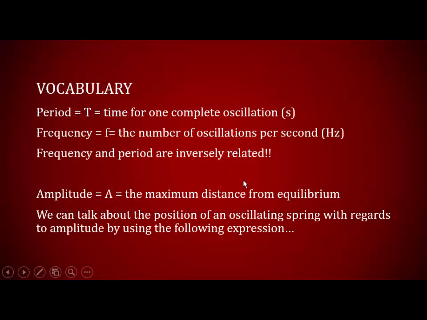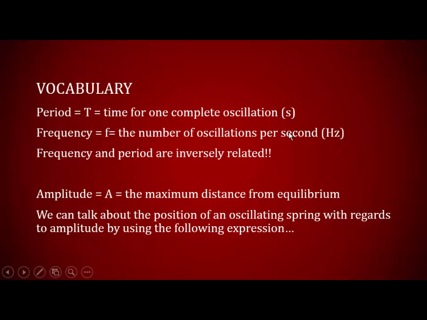So a little bit of a recap on vocab. The first word is period, which we've already talked about a couple of times with the planets. The period is the time for one complete oscillation. So that means away and back. So not just away from equilibrium and then back to equilibrium. It would be away from equilibrium and then completely back to the position where it started from. We denote that with a capital T, and it is measured in seconds.